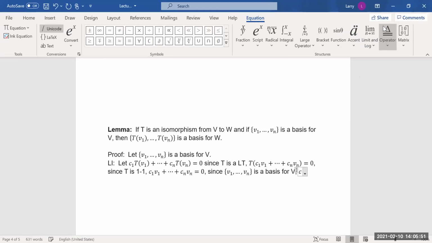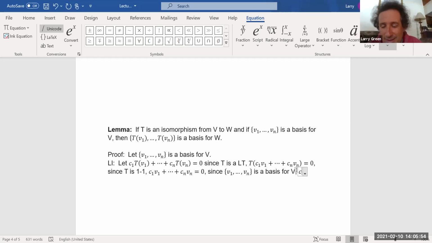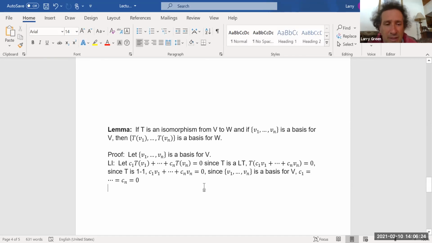They're all 0. That's what it means to be a basis. A basis, remember, has span and linear independence, and we know that V1 through Vn are linearly independent, so C1 equals C2 equals ... equals Cn equals 0. And we're done for linear independence. Any questions on that? Anyone lost on that proof?